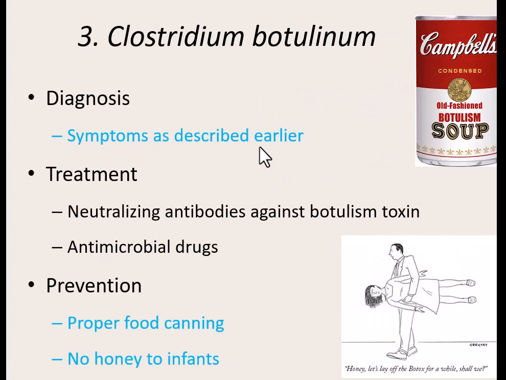Diagnosing it, any of the symptoms, usually dilated pupils, constipation, abdominal pain. I want to look it up. I know there was at least one more symptom I wanted to mention. Blurred vision, I guess that goes with the dilated pupils.